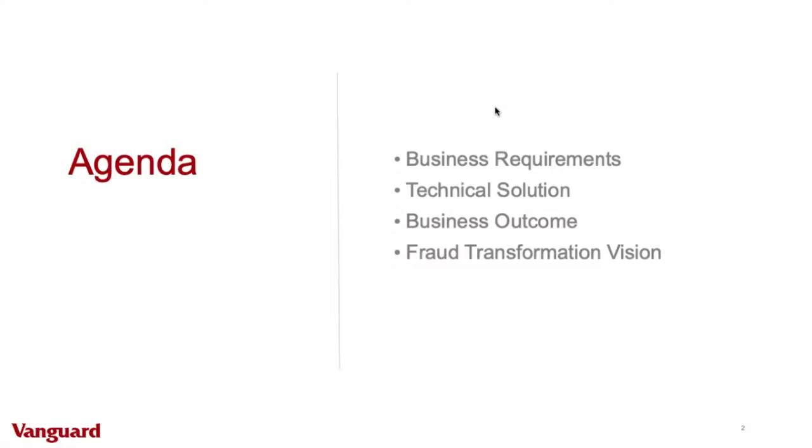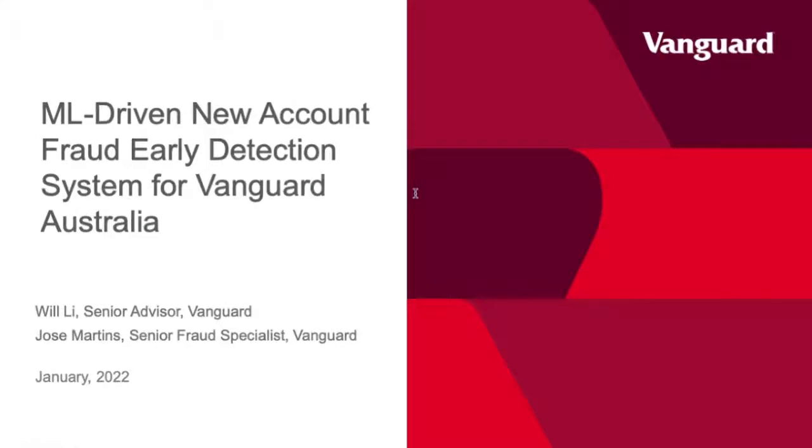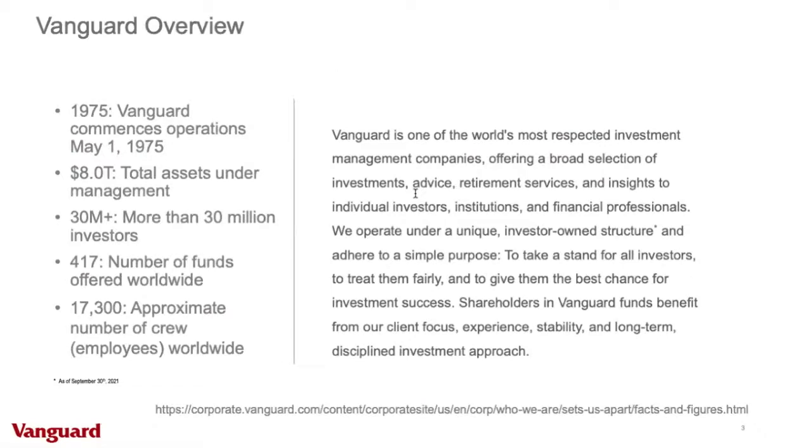So I'll start with a brief overview about Vanguard. Vanguard began its operation in 1975 out of Malvern, Pennsylvania. And since 1975, it accounted for over $8 trillion of managed assets globally. Today, we have a crew of approximately over 20,000 employees, and over 30 million investors distributed across the globe.